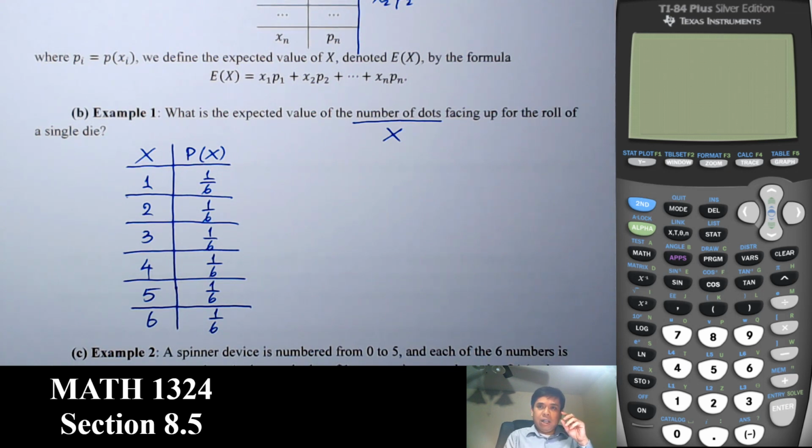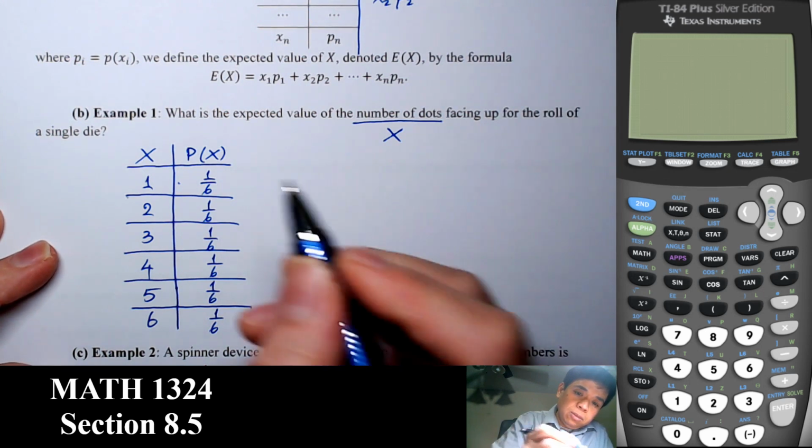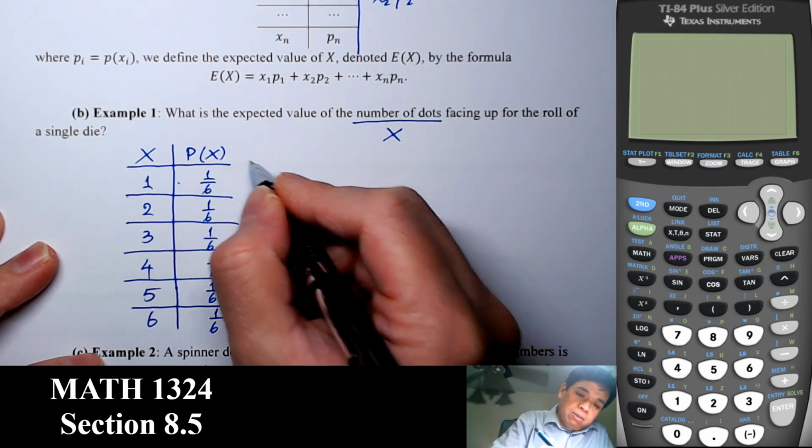Again, the values are the number of dots. You can say there are 6 outcomes, but this time not only do we focus on the outcome, we focus on the values of the outcome, and those values have some significance. So now we just multiply straight across and add them.